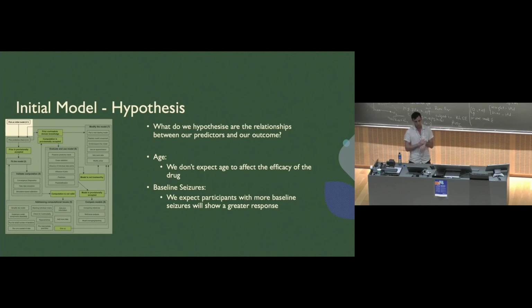So what we want to do is look at a separate effect for baseline seizures between the treatment groups. And for those of you familiar with these kinds of models, that's an interaction effect. So based on this, what model do we have?